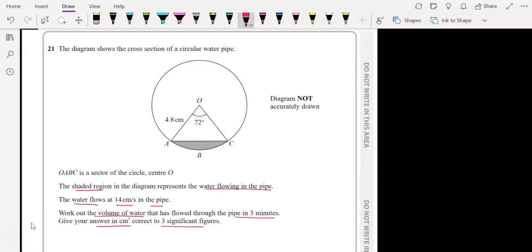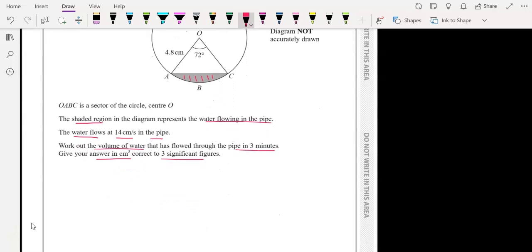Now, if you look at the diagram, we have sector OABC, radius is 4.8, theta is 72 degrees. If I want to find the area of this segment, it will be area of sector minus area of triangle. So your step one is to work out the area of segment.